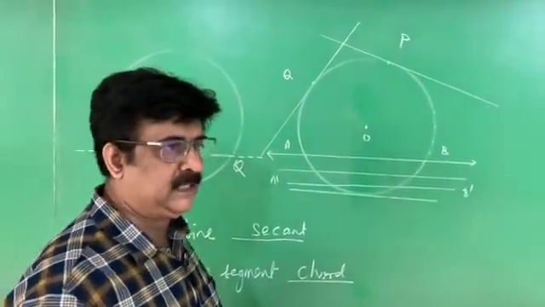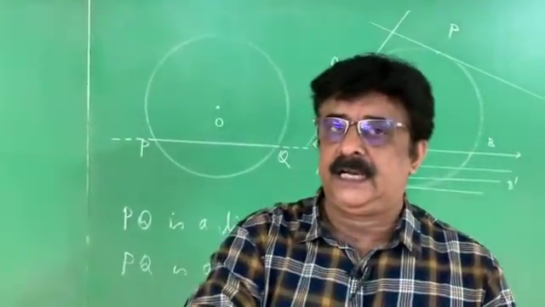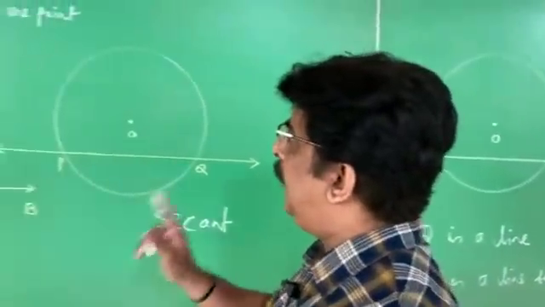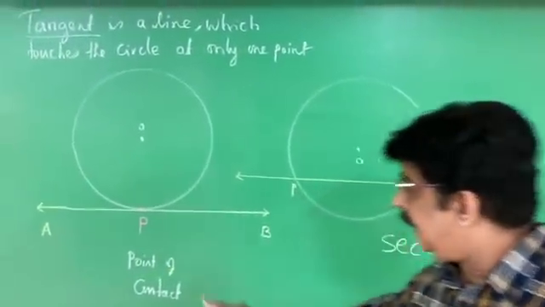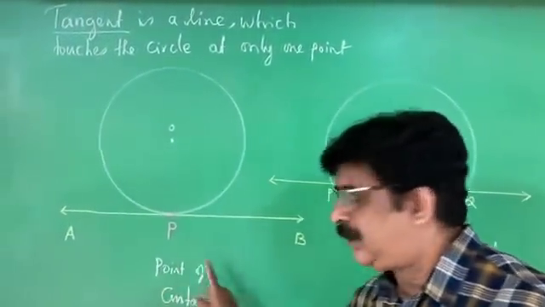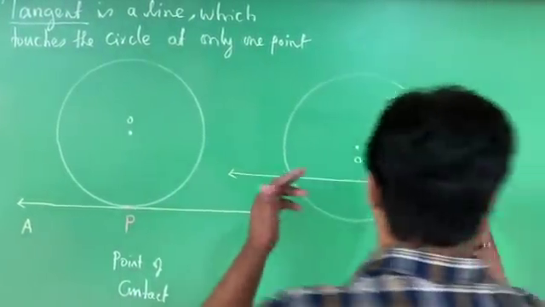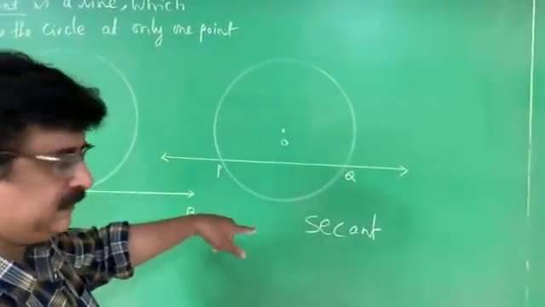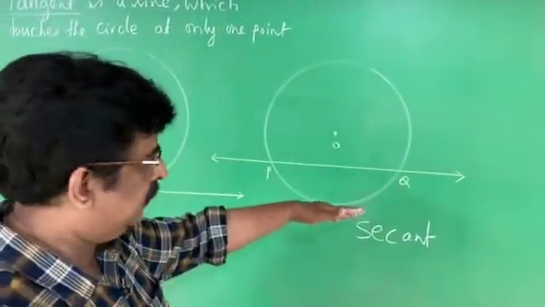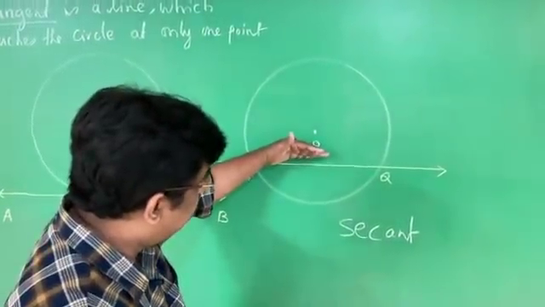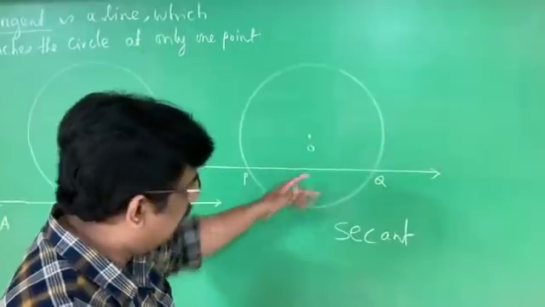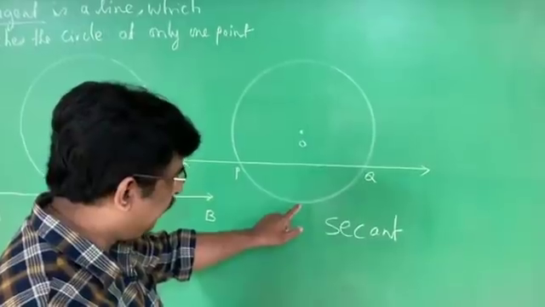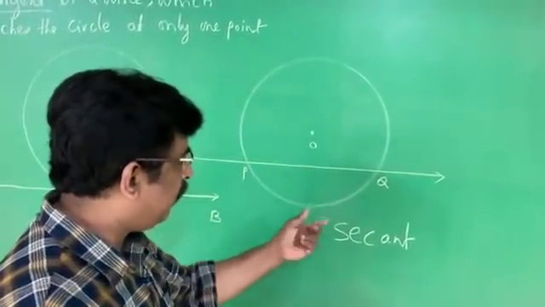Okay? Now I repeat once again, you should not get confused between a tangent and a secant. Tangent is a line which touches the circle only at one point, and that point is called the point of contact. Secant is a line which intersects the circle at two different points, two distinct points. And when we move the secant away from the center, those two intersecting points come closer to each other. At one particular position, both the intersecting points coincide.